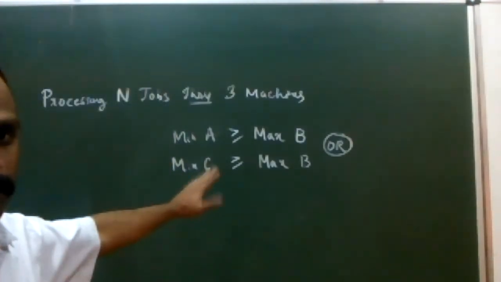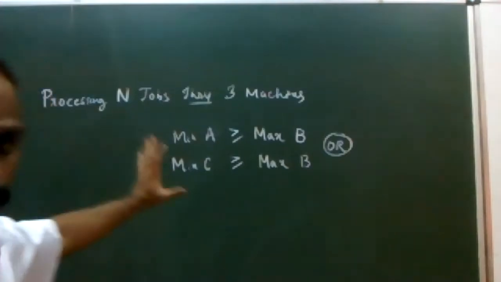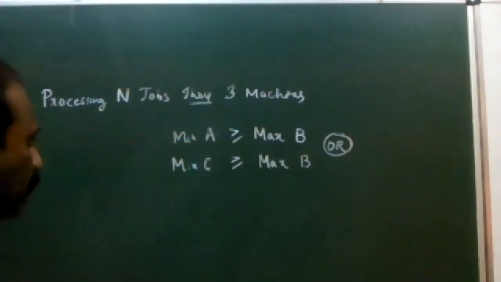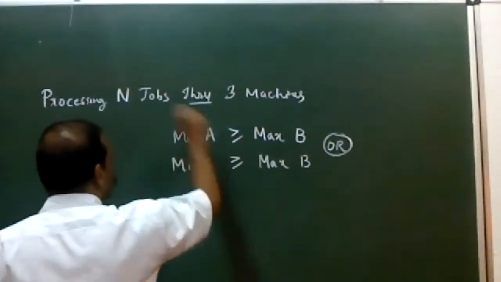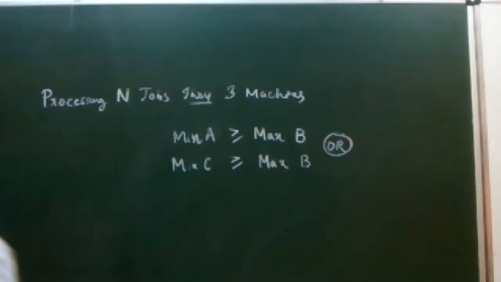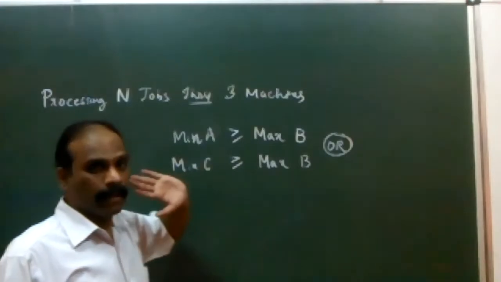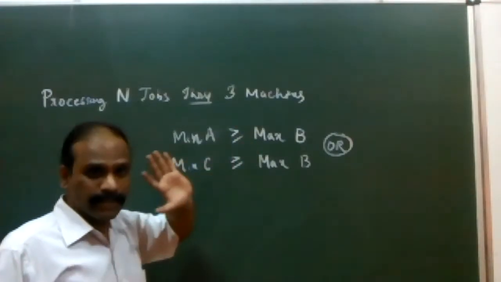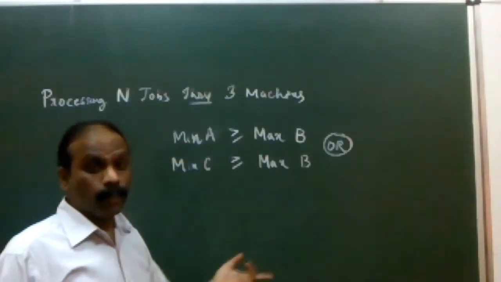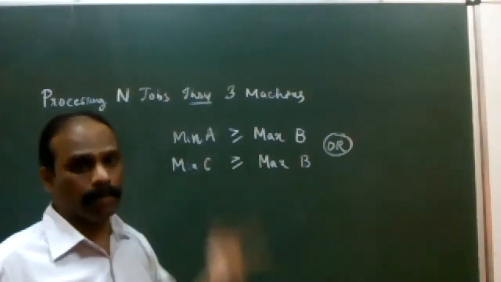Now this is the condition. I want everyone to please clearly make a note of it. This is the condition which needs to be verified. Minimum of A should be greater than or equal to maximum of B, and similarly minimum of C should be greater than or equal to maximum of B. If one of these conditions is satisfied, then we can convert this into a two machine problem.